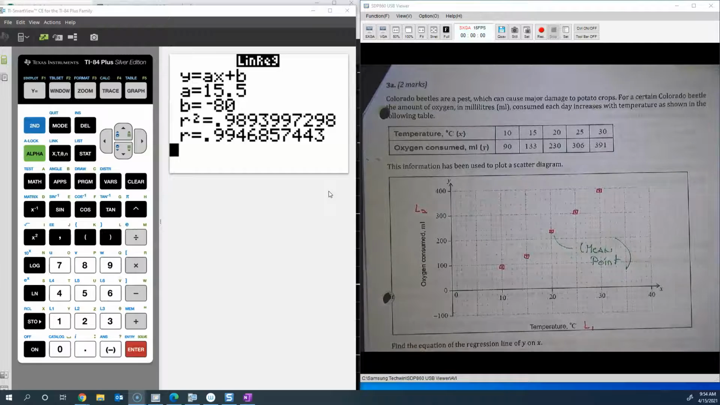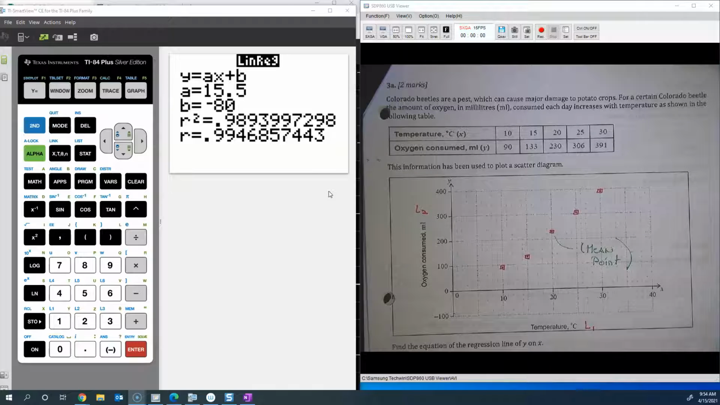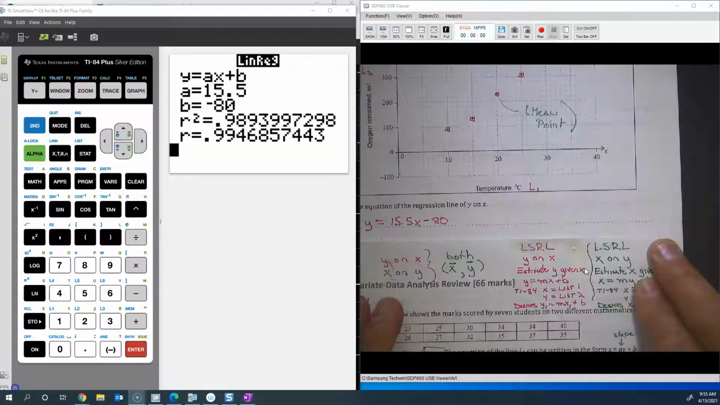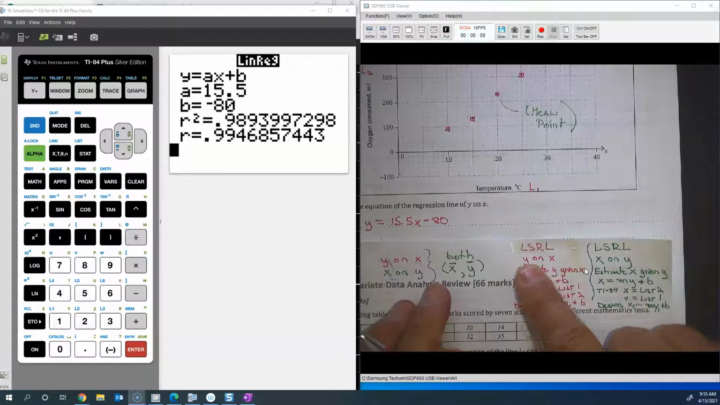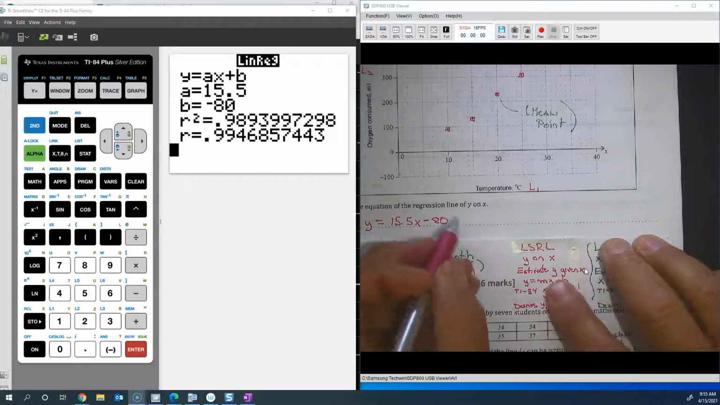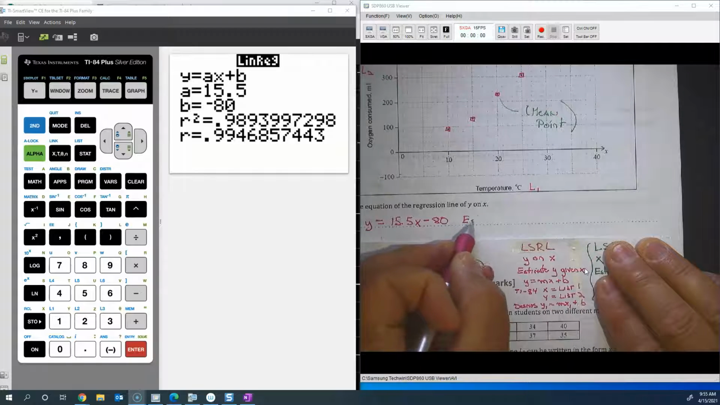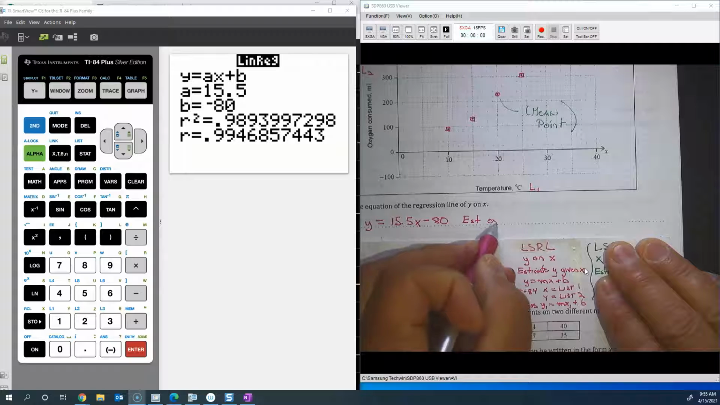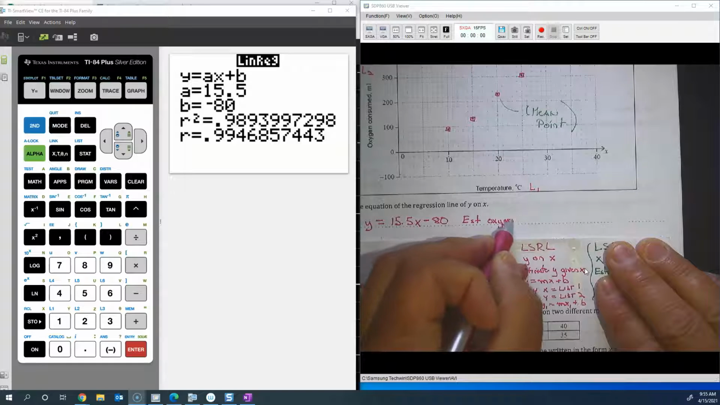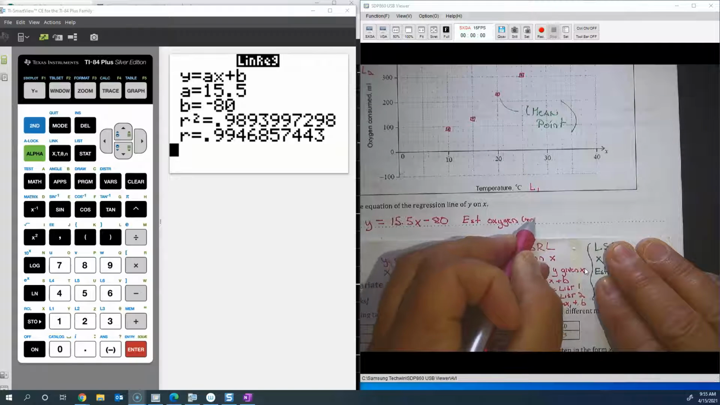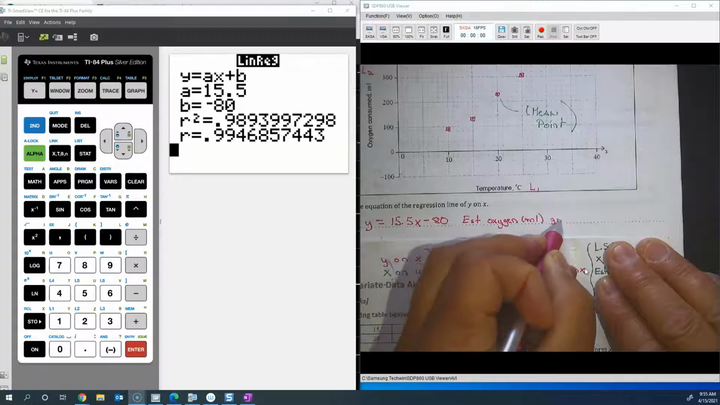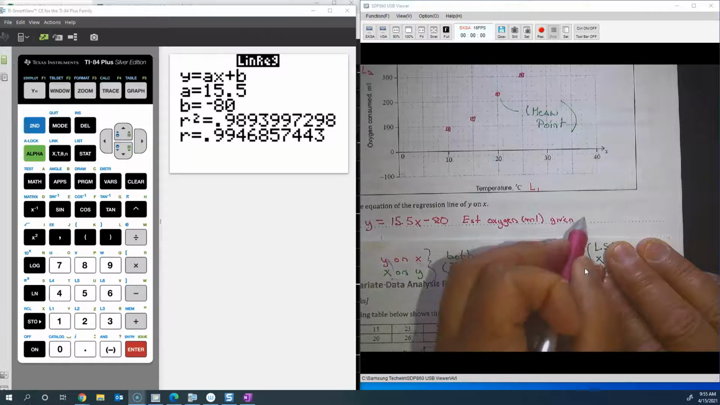It says find the equation of the regression line y on x. Okay, so for us to do the y on x, that's going to allow us to estimate the oxygen consumption given the temperature.